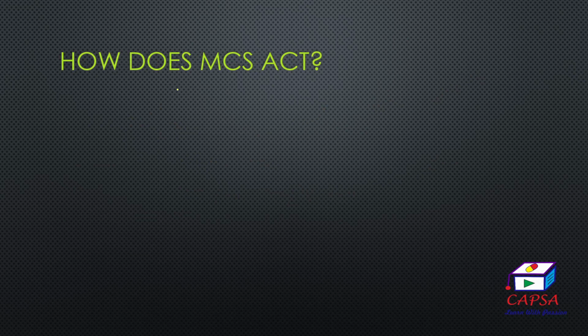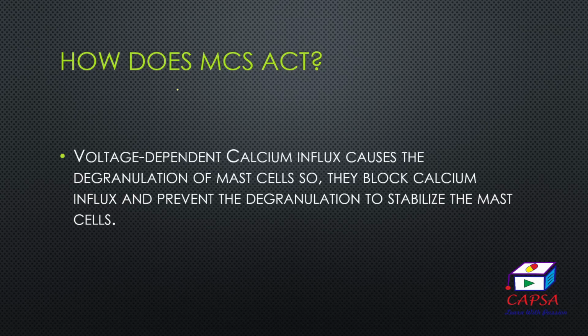When calcium influx occurs into the mast cell, it causes degranulation. So, if we block the calcium channel or the calcium influx, it obviously prevents degranulation and stabilizes the mast cells. So, a voltage-dependent calcium influx causes the degranulation process of the mast cell. They block the calcium influx and prevent degranulation to stabilize the mast cells.